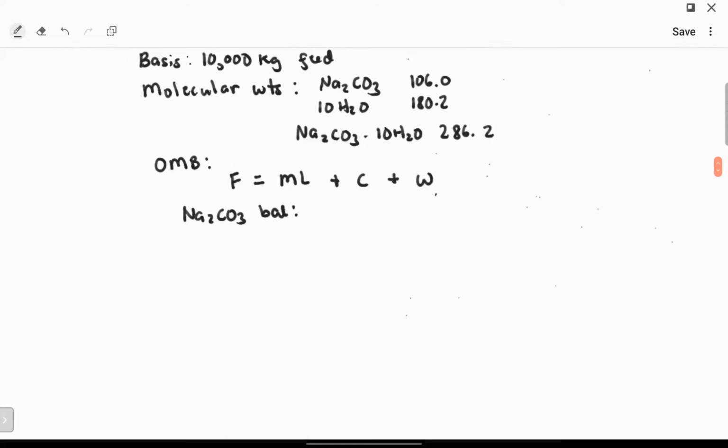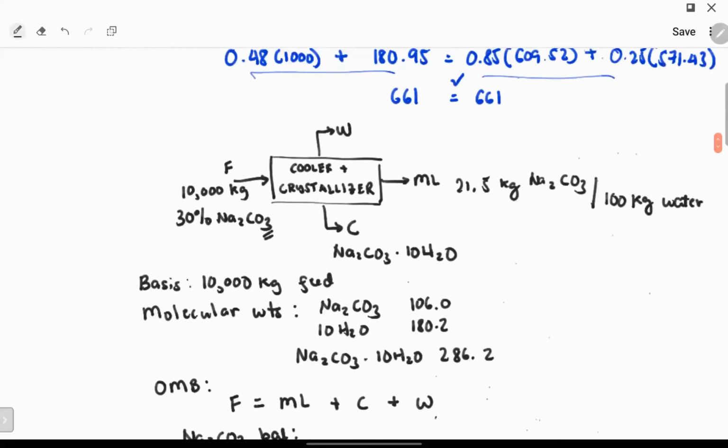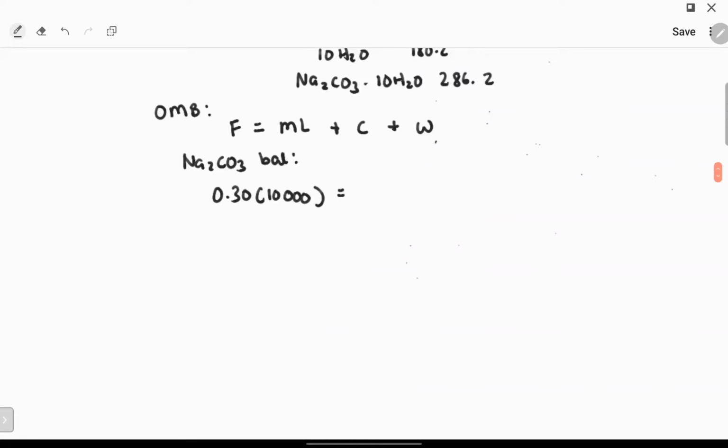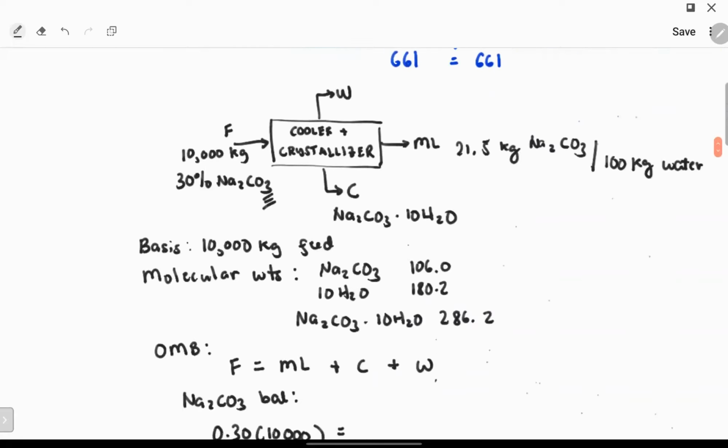So, ilan ba ang Na2CO3 doon sa ating feed? So, yun, no? 30%. So, that's 0.30. Tama ba? Times 10,000. Okay? Equals salt sa mother liquor. Meron ka bang Na2CO3 sa mother liquor? Yes, meron, di ba? Although nahiwalay na yung crop kay mother liquor, you will expect na meron pa rin nakadissolve kahit paanong Na2CO3 dun sa saturated mo nga na mother liquor solution.